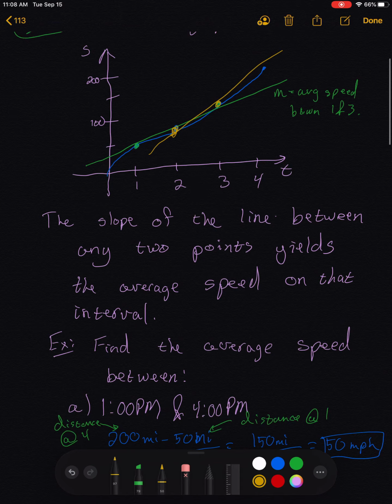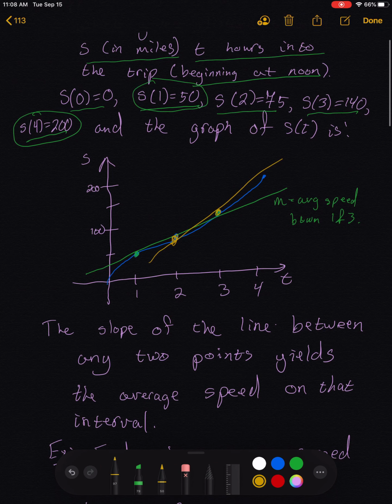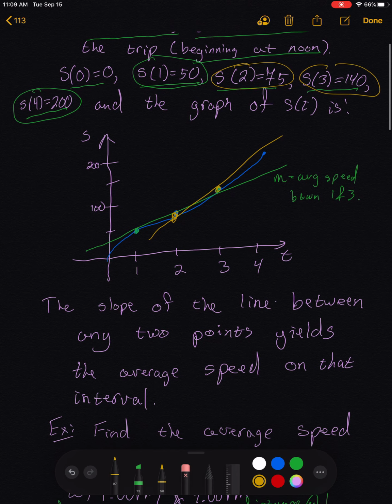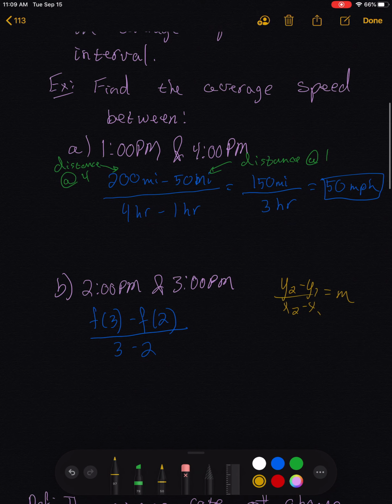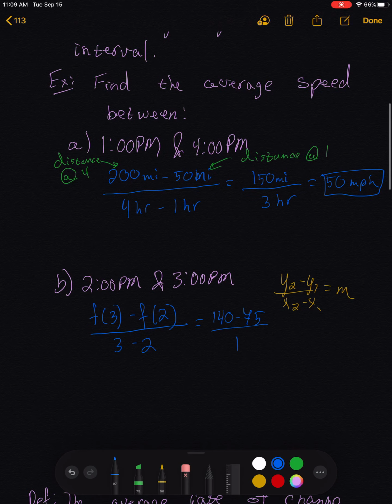All right, while I was up here, I should have found f of 3 and f of 2. Okay, so let's see here. f of 3 was 140, f of 2 was 75. So this is going to be 140 minus 75 over 3 minus 2, which is 1. 140 minus 75 is 65 over 1, so just 65 miles per hour. Okay, so that was our average speed on that interval.